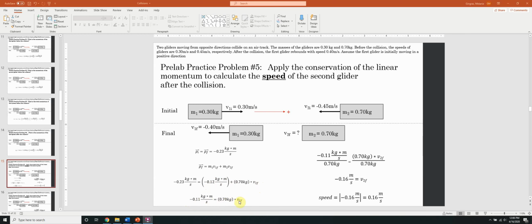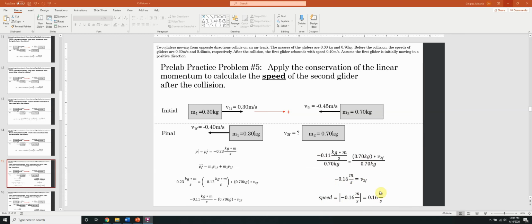Now, in order to get v2 final by itself, we want to divide both sides by 0.7 kilograms. So we do that, and we get that v2 final is equal to negative 0.16 meters per second. Now, because we want speed, we want to take the absolute value of our velocity value, which is negative, right? So when we take the absolute value, we get a positive 0.16 meters per second.